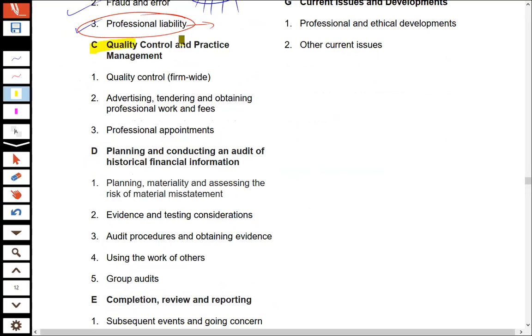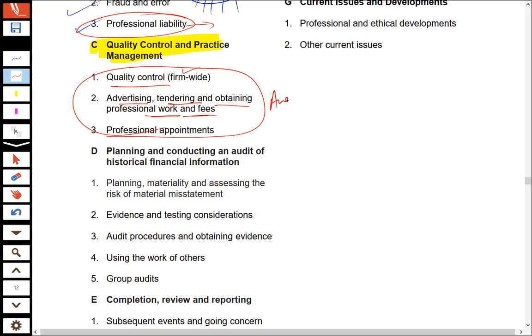Next, part C is about quality and practice management, which includes quality control from the side of the firm, advertisement, tendering and obtaining professional work, fees, and professional appointment. And what are the quality standards which are expected from the accountant? Because if the chartered accountant or the auditor does not perform the work at the required and expected level of quality, then it might deteriorate the confidence of the users.